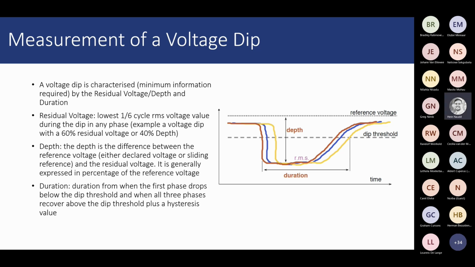Okay, the duration is determined when the first phase drops below that dip threshold. So in this case, the red phase dropped below the threshold. That starts the event, and the moment when all three phases recover or restore above the dip threshold, plus, very importantly, a hysteresis value, we'll discuss this a bit later as well, then the dip is ended. And the time difference between these two is then the duration of a dip. And it's the same for a swell. It's then just an increase in your RMS voltages.